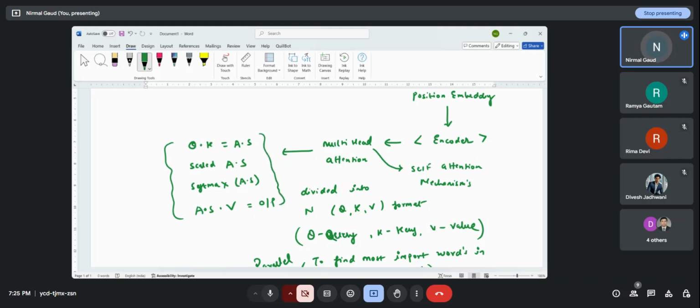You can define Q as V1, V2, or whatever. Let us suppose Q is V1, and the key will be V1, V2, V3. Value will also be V1, V2, V3, something like that. So first the dot product of these two gives the attention score, then you perform these two steps, and whatever the attention score is, you perform the dot product with V. This is your self attention mechanism.